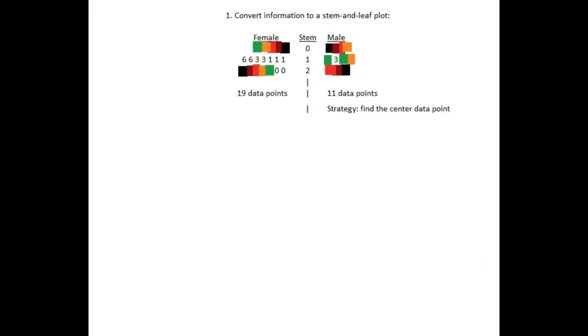If you notice that center number, I have crossed off on the male side 5 numbers that are less than 13 or higher than 13. In any case, 13 is our center data point, okay? So there's our median for males.